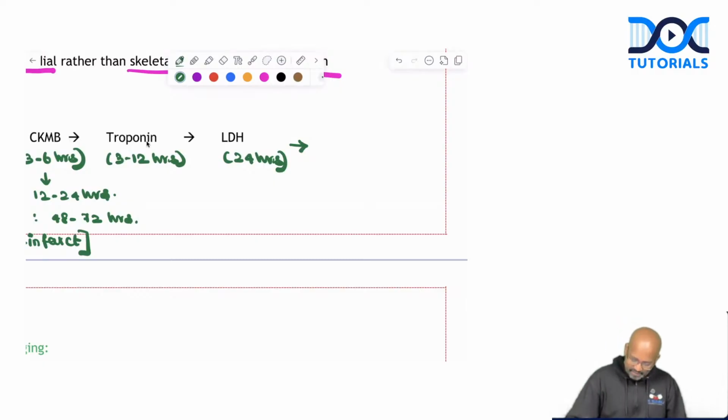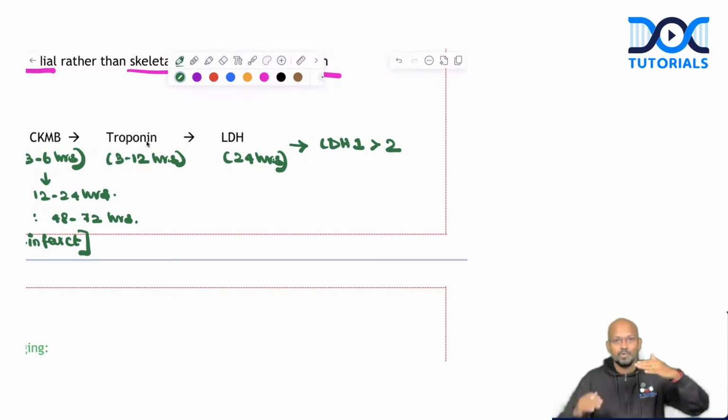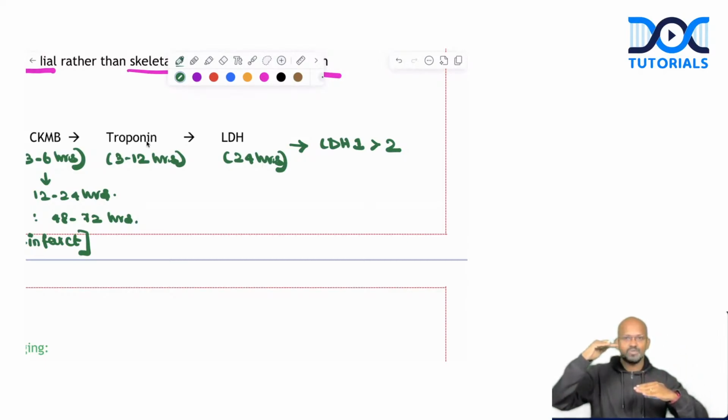But here in case of MI, the LDH1 levels will be more than LDH2 levels. And why is it happening? Because LDH1 is getting released out from the cardiac muscle. If any damage happens there, the LDH1 tends to be accumulated more. Usually LDH2 is more, LDH1 is lesser.